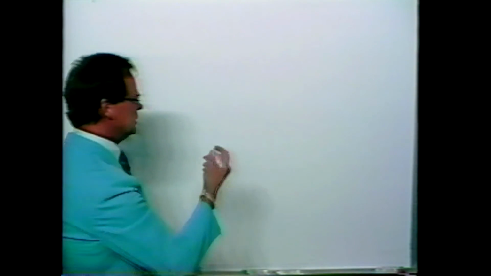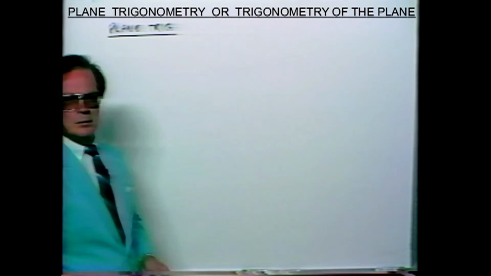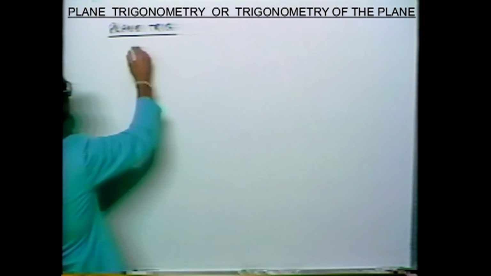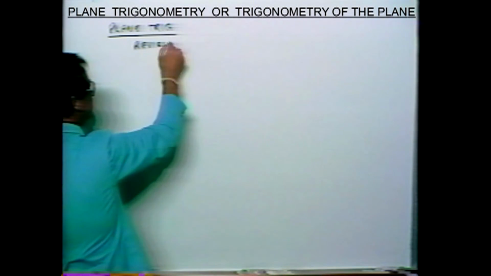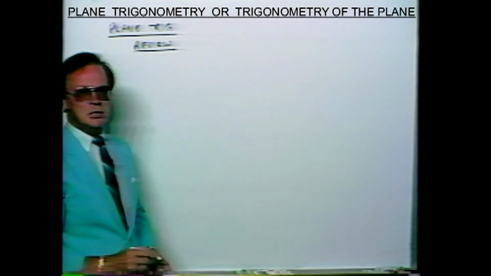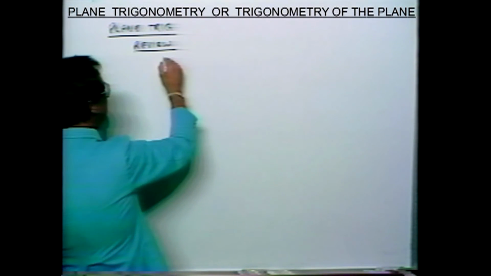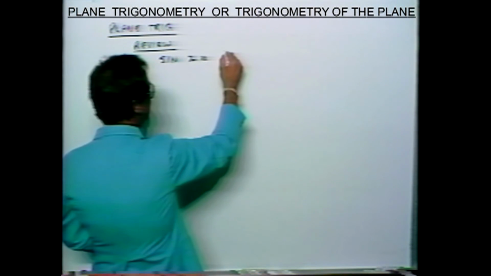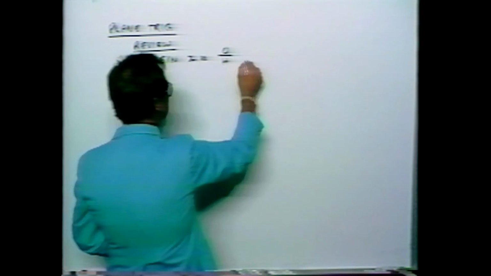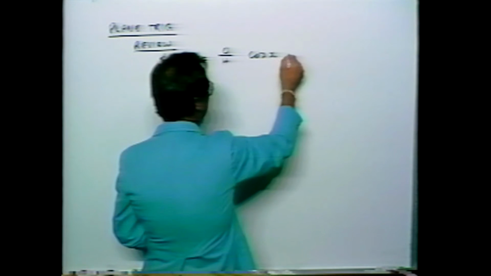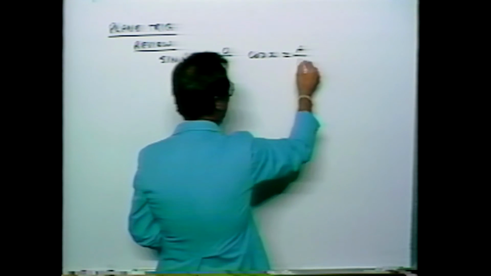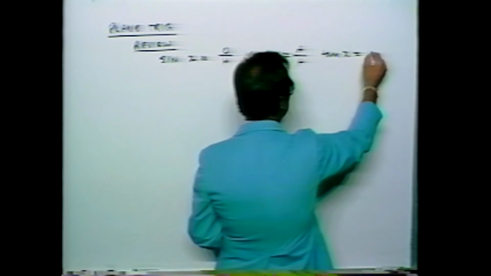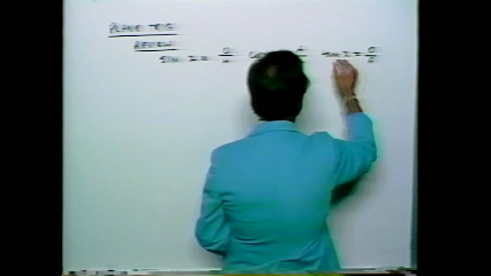The next topic is plane trigonometry, or the trigonometry of the plane. We'll review the definitions for sine, cosine, and tangent of a right-angled triangle. Just briefly, sine of an angle x in a right-angled triangle is the opposite over the hypotenuse. The cosine of an angle is the adjacent over the hypotenuse, and the tangent of an angle is equal to the opposite over the adjacent.